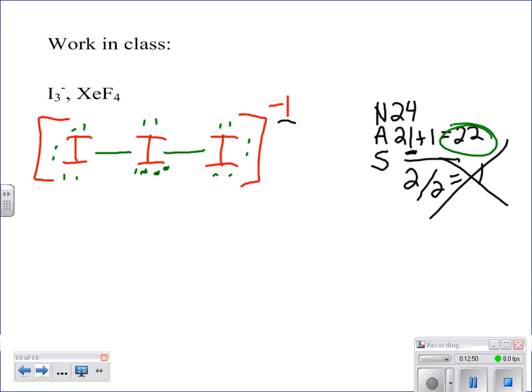Where you put them doesn't really matter. Just try and find a free spot there. Don't break up those electrons, and don't put them where you have a bond already. Okay, one more, and then you guys have time to practice. So XeF4.